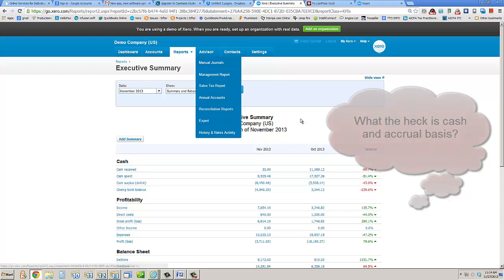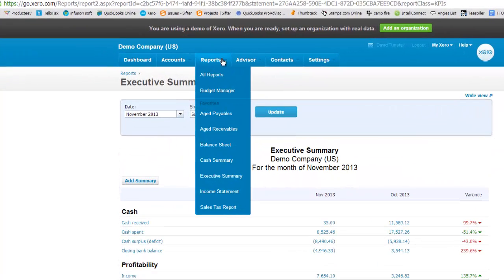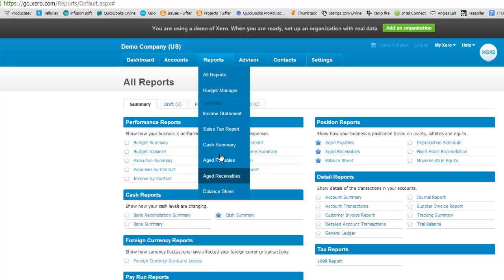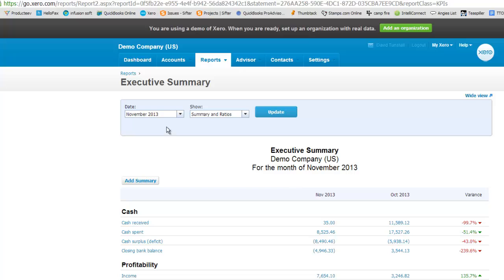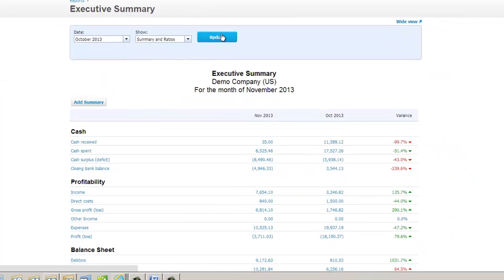Anyway, to get to this is the reports tab in Xero. You can find it in the All Reports section here. I've already favorited it. If I unfavorite it, then it won't be on my drop down. If I favorite it, then it will. Where is it? Executive. There it is. So I'm just going to go here again, and going to look at October so we have cleaner numbers.